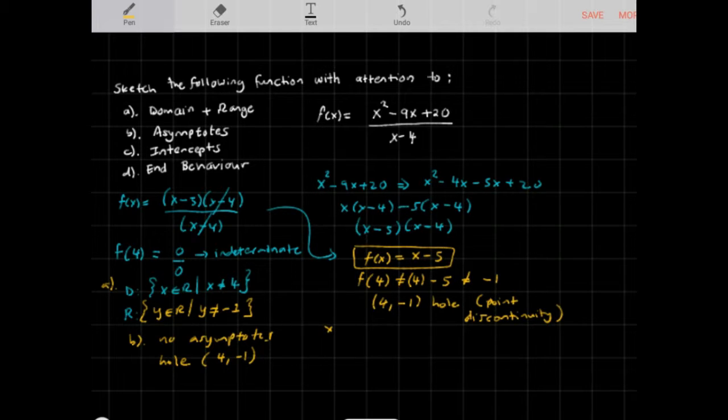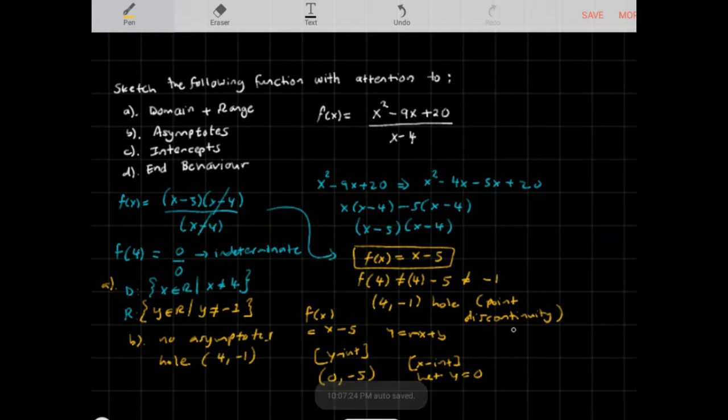So just by looking at your function, f of x is equal to x minus 5, you can notice that the y-intercept, because this is slope-intercept form, y is equal to mx plus b, is (0, -5). The x-intercept, on the other hand, we just let y equal 0, and we get x minus 5 is equal to 0, x is equal to 5. So the x-intercept is (5, 0).